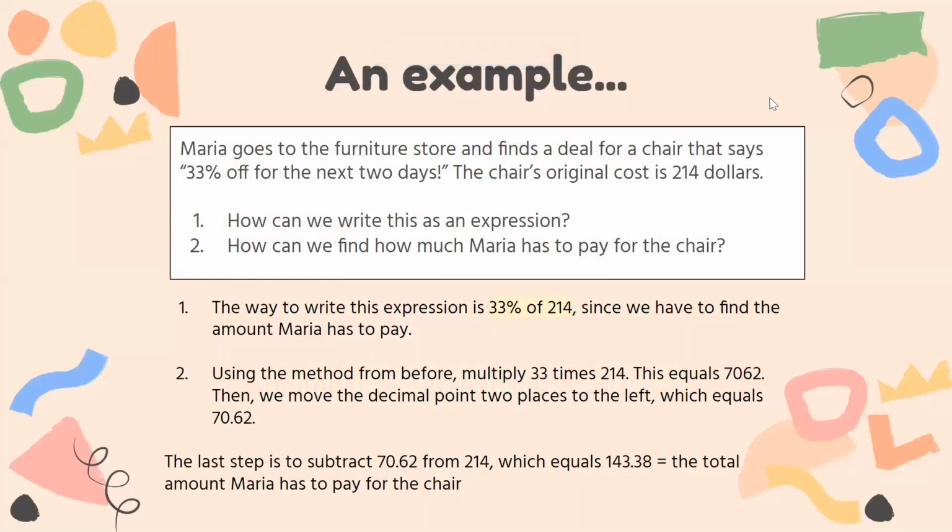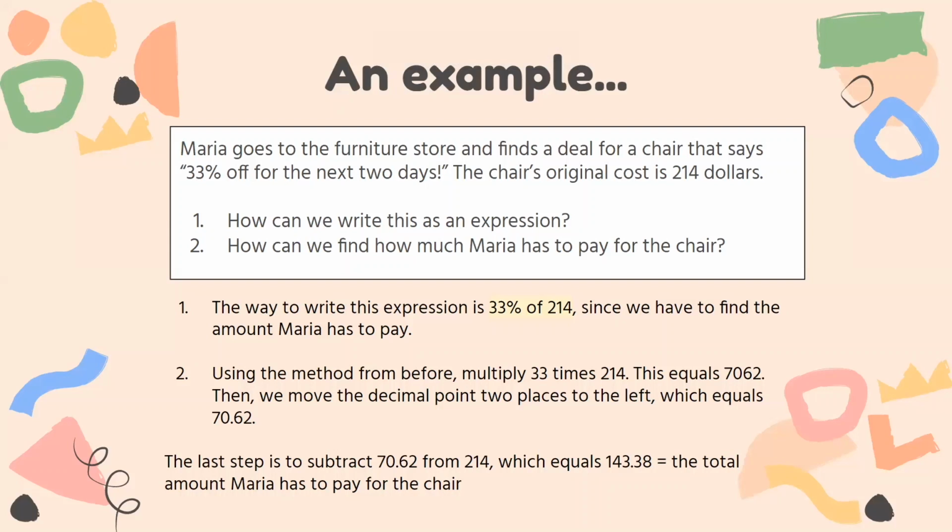An example. Maria goes to the furniture store and finds a deal for a chair that says 33% off for the next 2 days. The chair's original cost is $214. The first question is, how can we write this as an expression? The second question is, how can we find how much Maria has to pay for the chair? To solve the first question, the way to write this expression is 33% of 214, since we have to find the amount Maria has to pay.